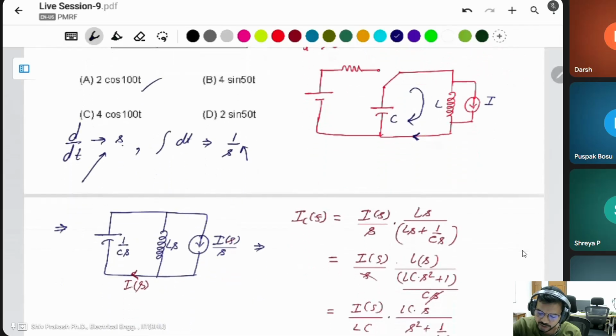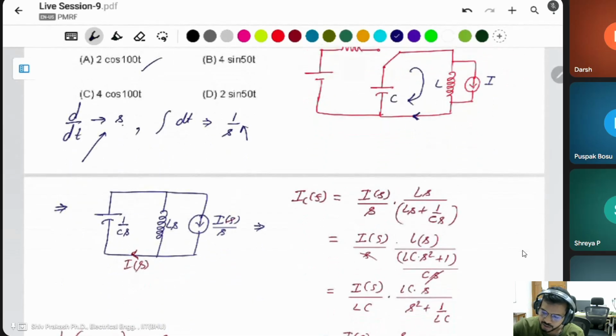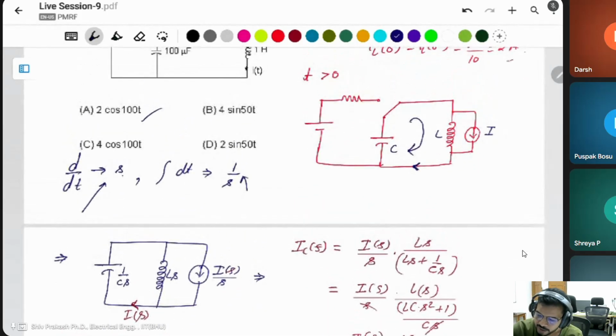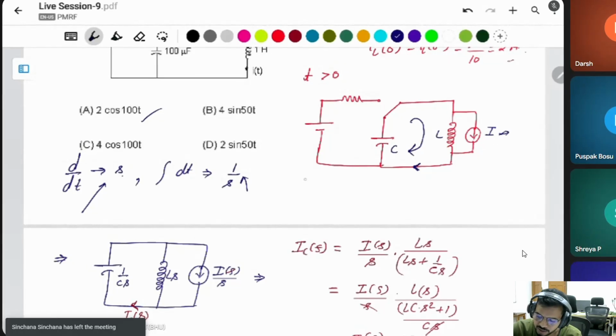And then in this circuit you can apply, if in time domain, then what happens? This I and a constant. The Laplace of a constant is 1 by s.